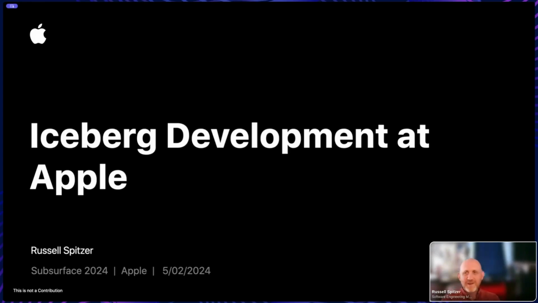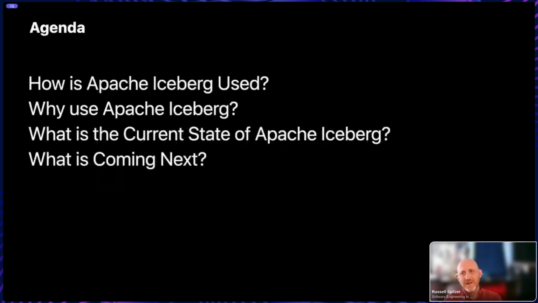Now, it's been a long move for Apple to move to Iceberg, but we basically use it all over the place now. And what I'd like to talk about in this presentation is how we got to this position. So we're talking about Iceberg development at Apple. My goal right now is to tell you about all of the things that drew Apple as an organization to working with Iceberg, and what we've done to improve the project, and what we like to do in the future.